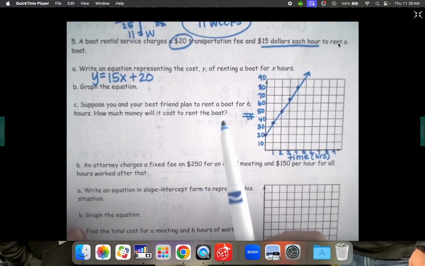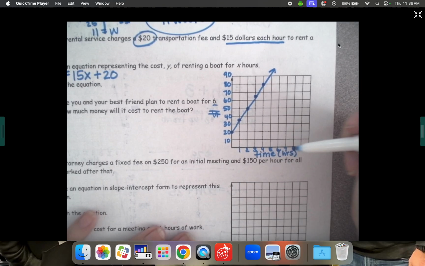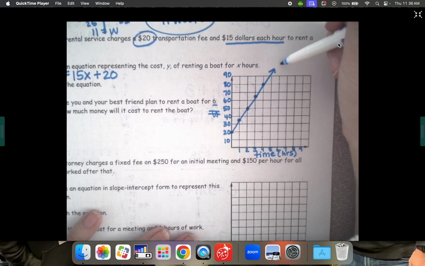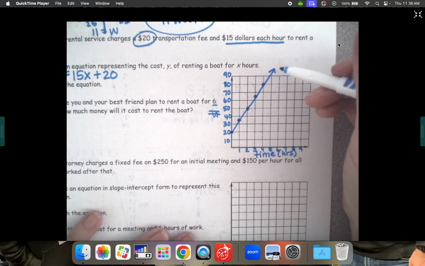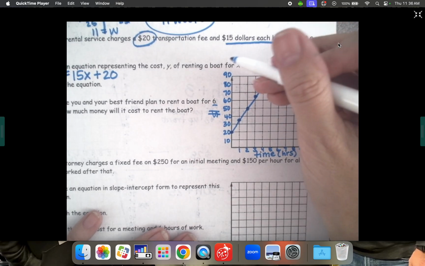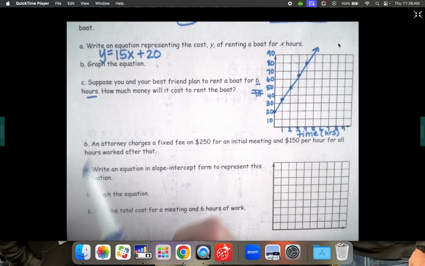Okay, suppose you and your best friend plan to rent a boat for 6 hours. Well, I'm sorry to tell you that 6 didn't quite get on our graph. So 6 hours, we were close to getting it on there. It'd be somewhere above 90. But let's be specific. Let's not just guess. Let's actually use our equation and plug it in.